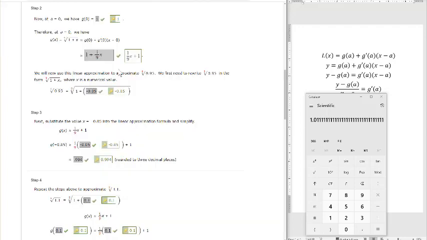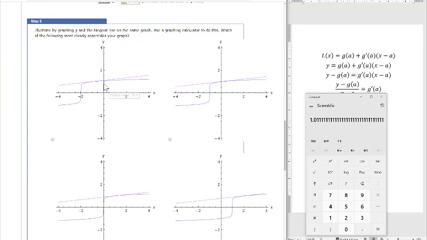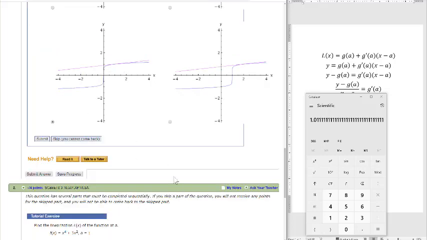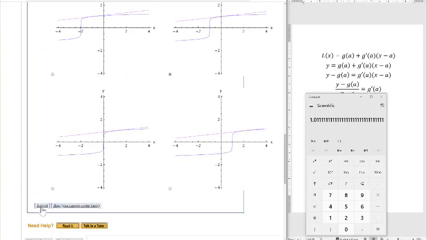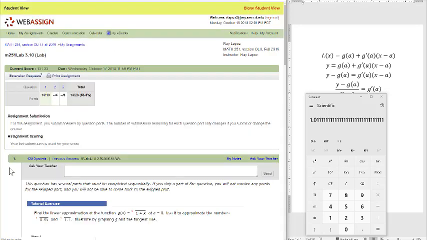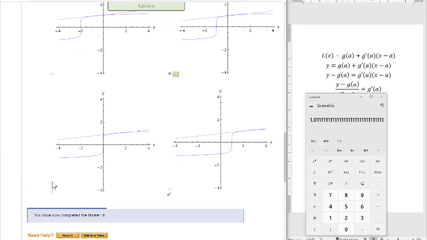All right, so that's how the graphs would look. Let's see. It has to be tangent here at 0. So this looks like it's tangent a little bit to the left. This looks like it's tangent a little bit on the right, and so on. So this looks like it's the only one that's tangent at 0. So this should be our final answer. Okay, looks good.